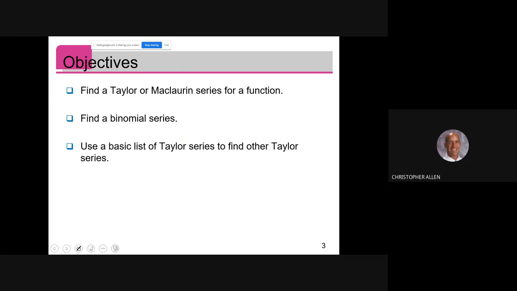We want to find a Taylor or a Maclaurin series for a function. That's one of our objectives. This is the one where I'm going to be checking my notes the most, and that is I'm going to try to explain to you the general formula for a binomial series. Then we'll go over some of the basic Taylor and Maclaurin series that, if you have them memorized, which I would recommend, particularly if you're shooting for a 4 or 5 on the AP exam.